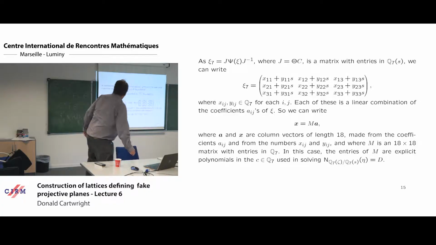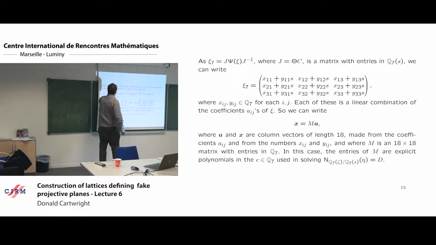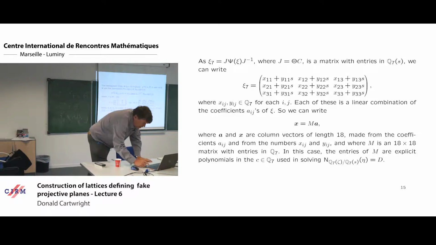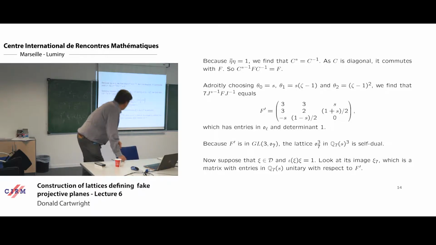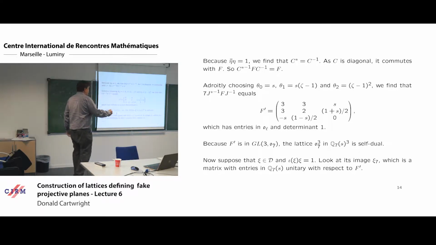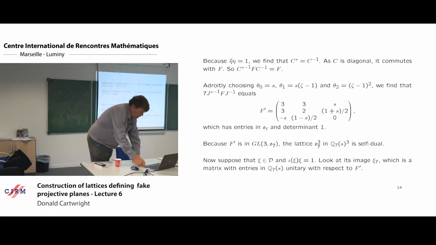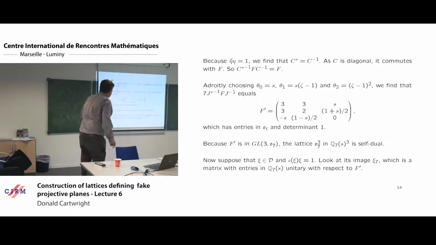So back up here, we have elements of D and they're mapped across to matrices. And so I want to do that in the case of Q equals 7. So I want to take an element of D, which is unitary with respect to iota, look at its image, and ask, so I get something which is unitary with respect to F prime. I want to know when it fixes this standard lattice.